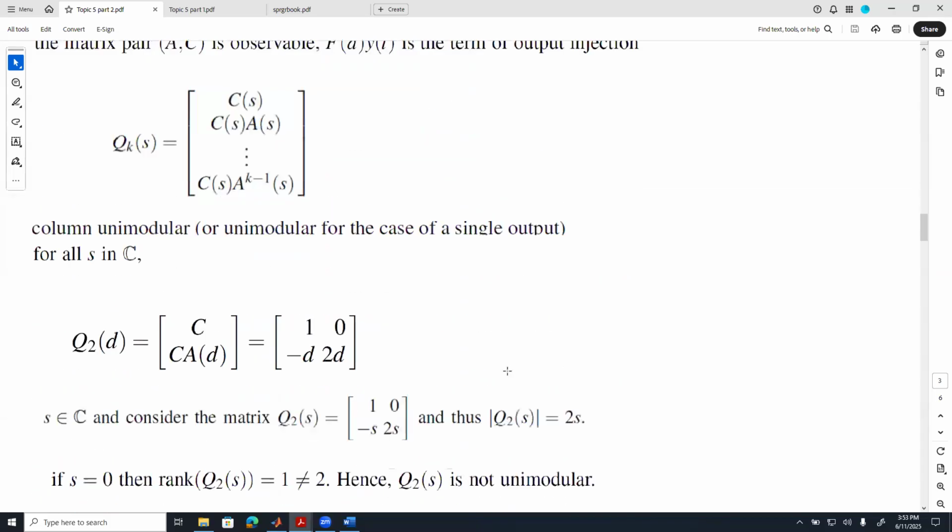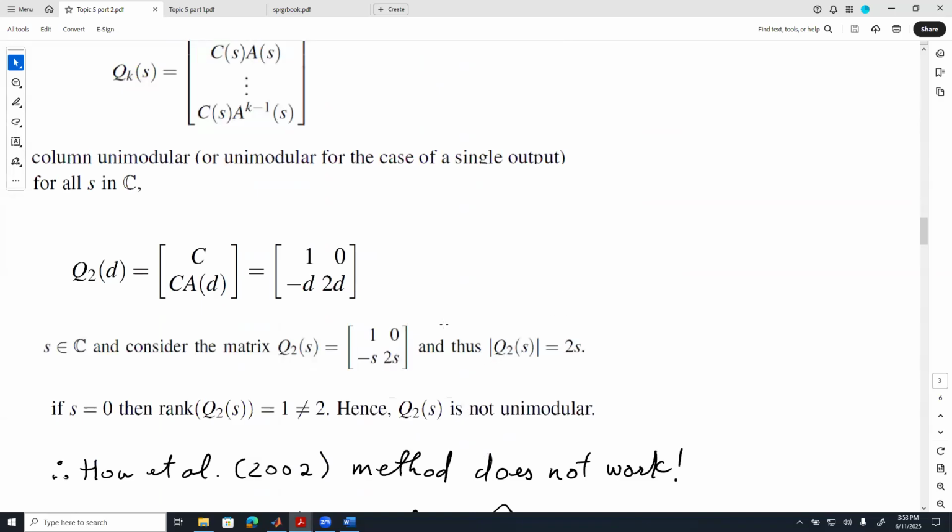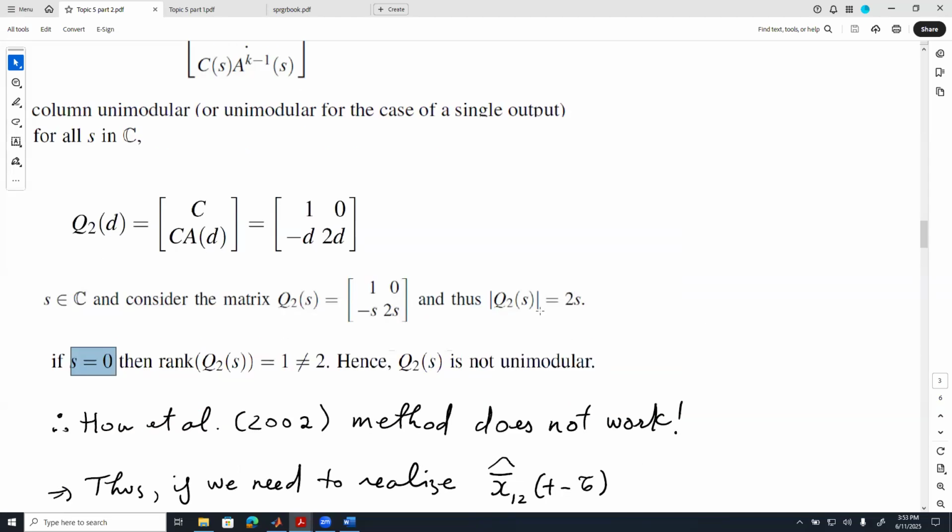Now, unfortunately, for this example, when we apply the method, we will find that we have a problem here, because the determinant is 0 if s equals 0. Okay, so it's not unimodular. As a result, we can't use this method. And therefore, the Hao-Muller method does not work.